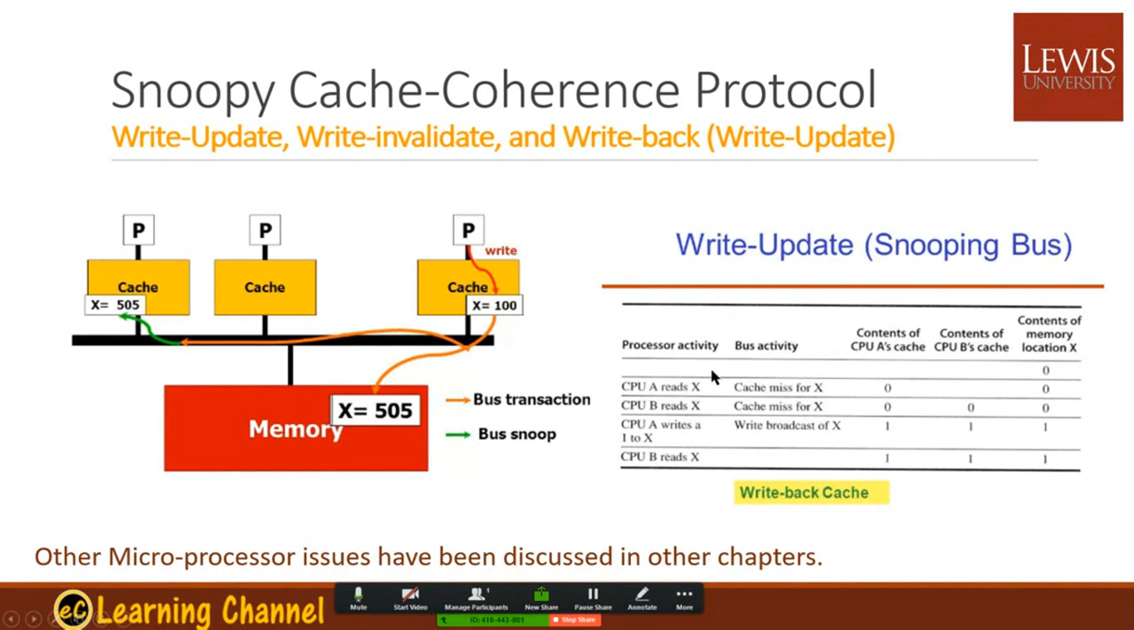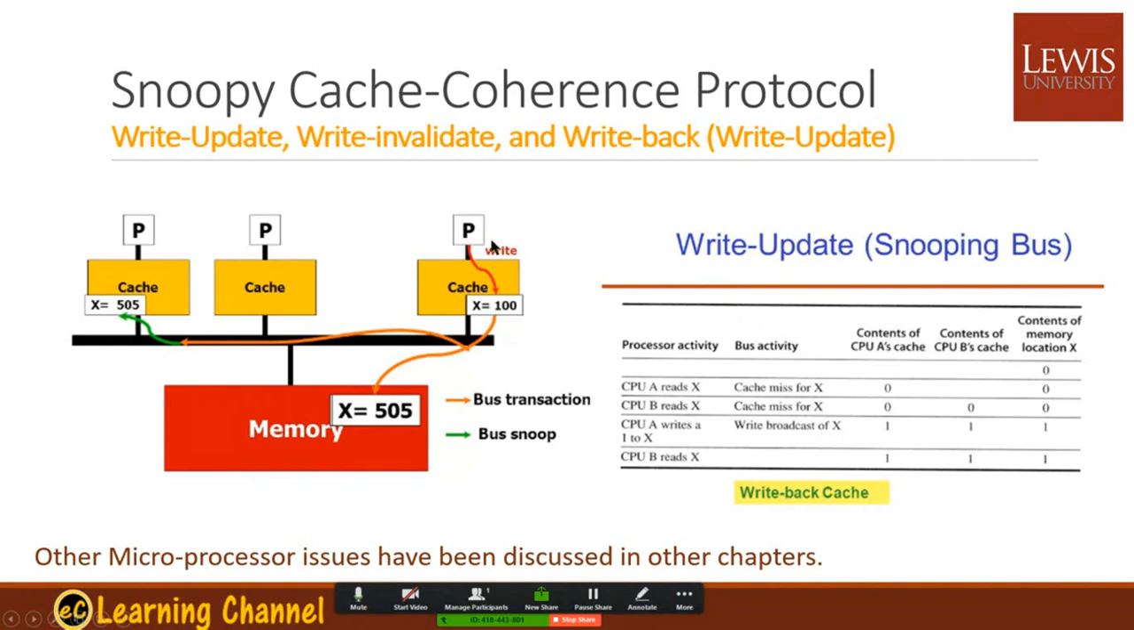Here is the write update, and we process a read from X, and then there's a cache miss for X. Then the content of the cache is 0, and the content of the memory location is 0, and you will have a copy go back to the cache. If we have a cache miss, same thing, you get a 0 over there, and then the CPU writes a 1 to X, then you will write broadcast to X.